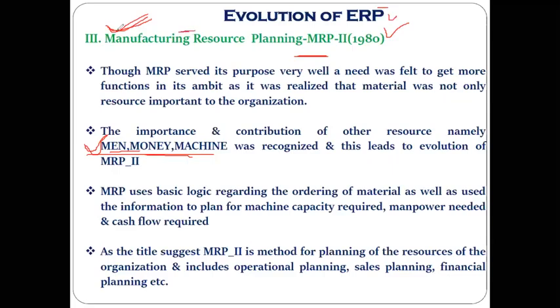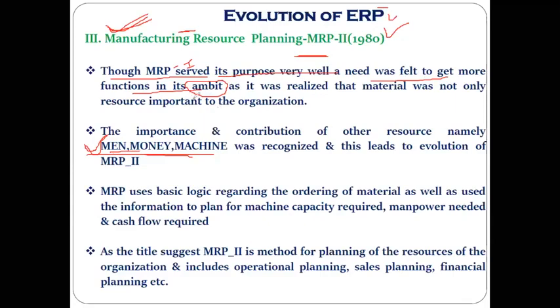Now, in this third stage, not just the material, we are handling the man, money and the machines also. The same thing I have mentioned here: though the MRP1 served its purpose very well, the need arose to get more functions in its ambit. More functions in its ambit means more functions in the list of its functionality. Understood?